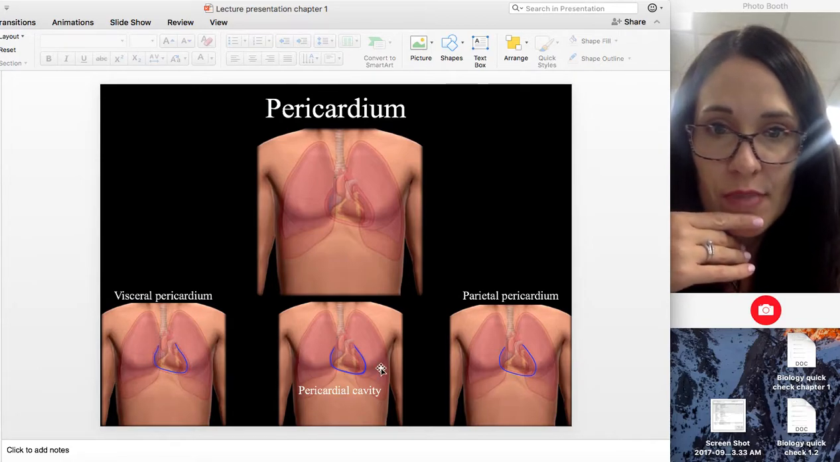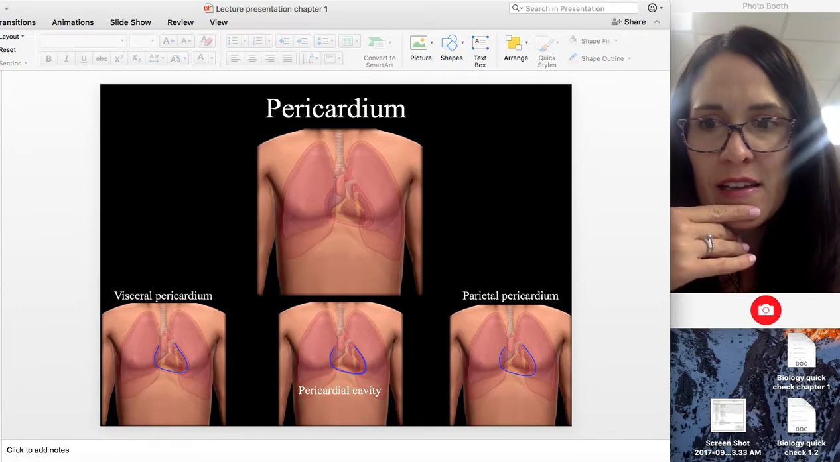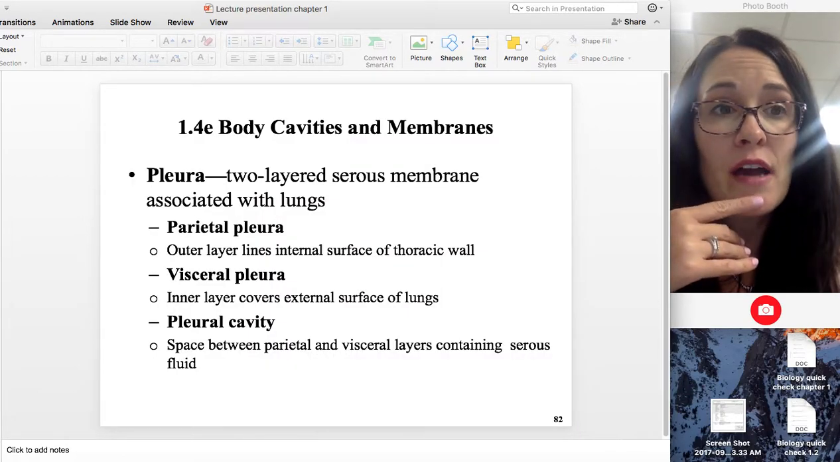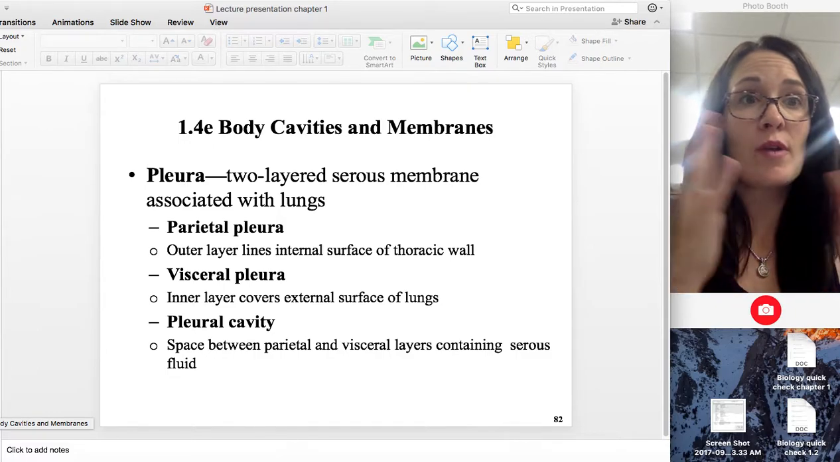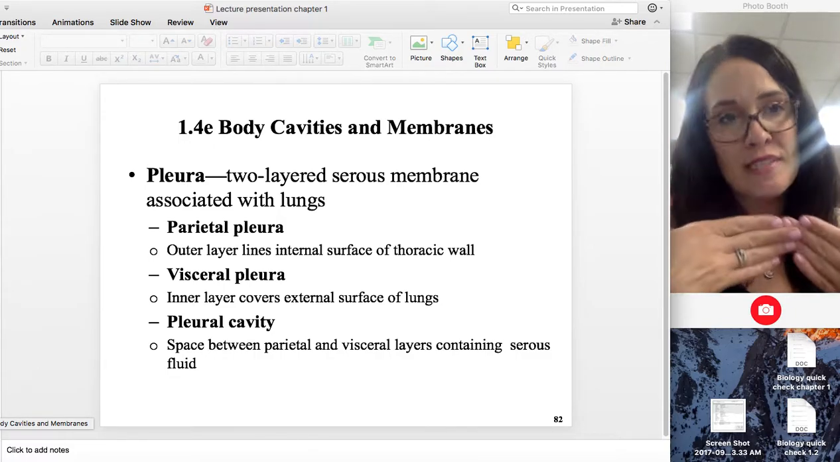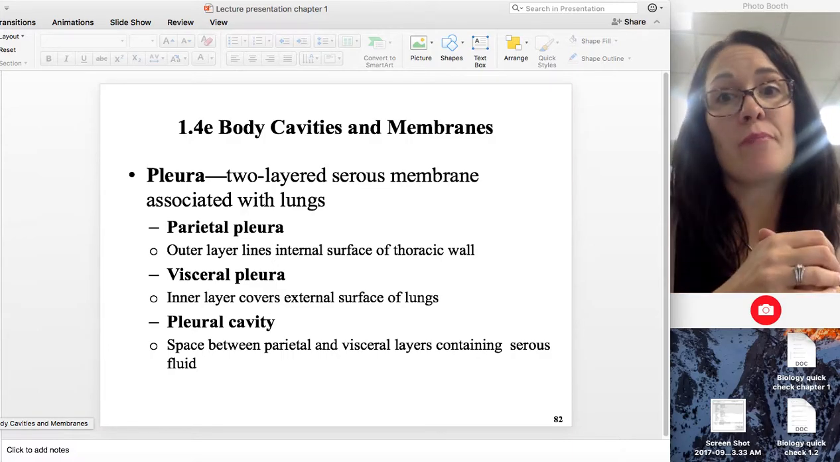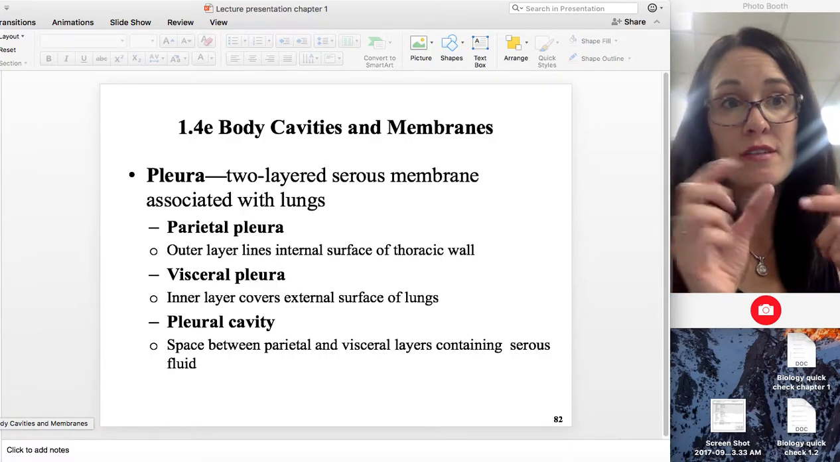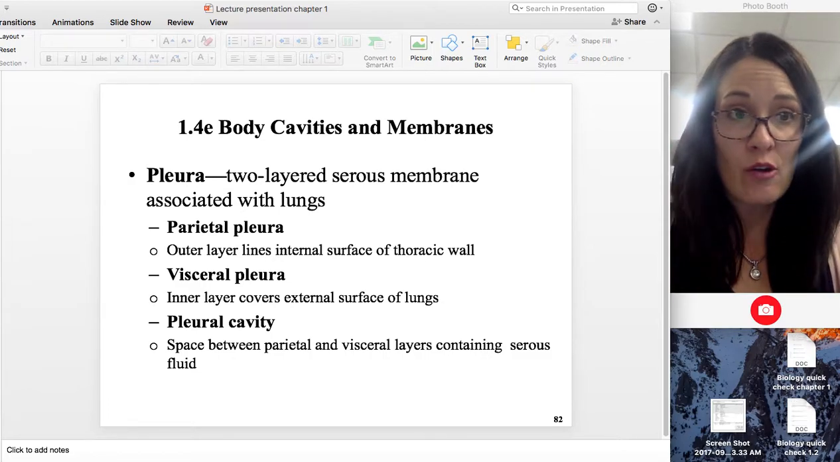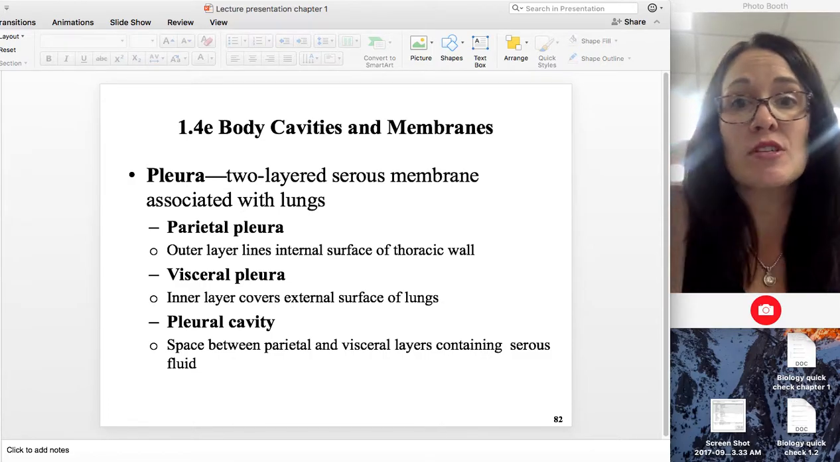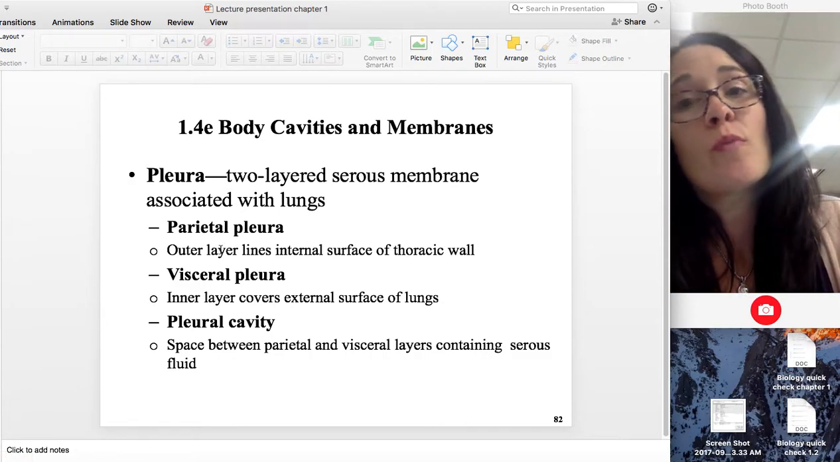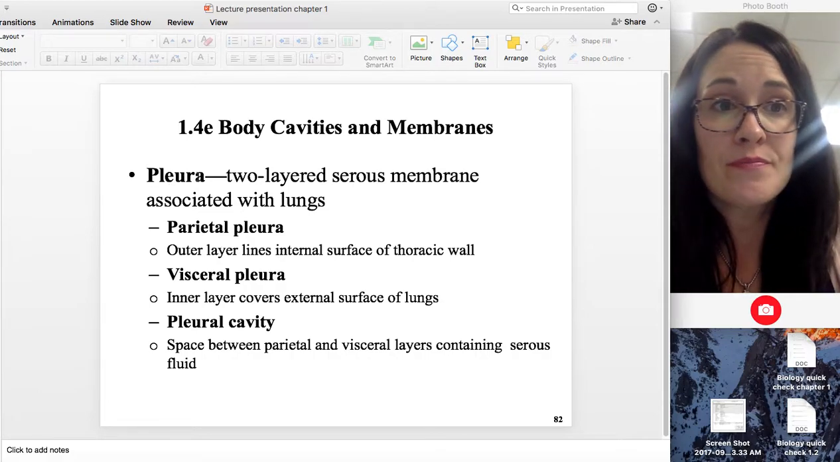Visceral, pericardial, and then that's the space, and then the outer layer. The pleura is just like what I talked about with the heart, except it's specific to the lungs. The lungs have their own balloons around them. And so two layers, an inner layer, visceral layer, an outer layer, the parietal layer, and the space in between, or the cavity. When we talk about the lungs, it's your pleura.